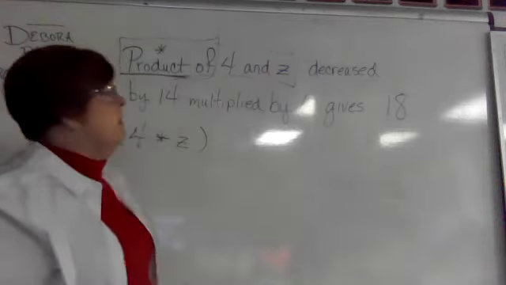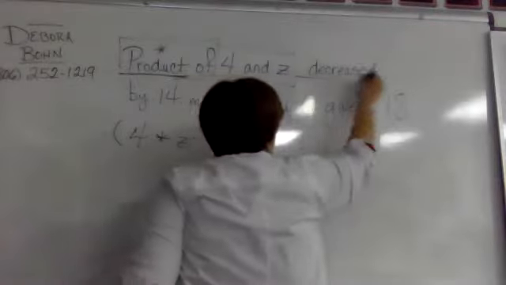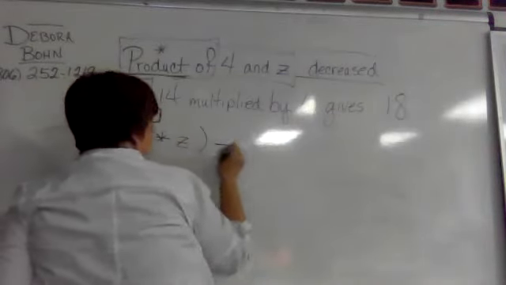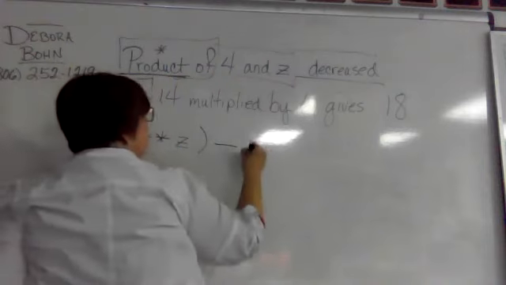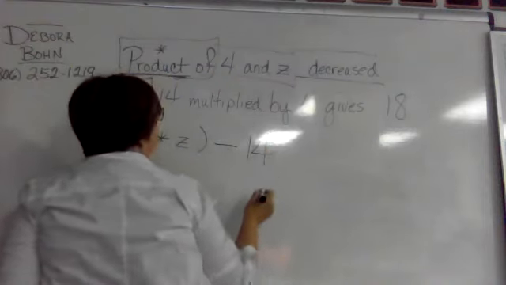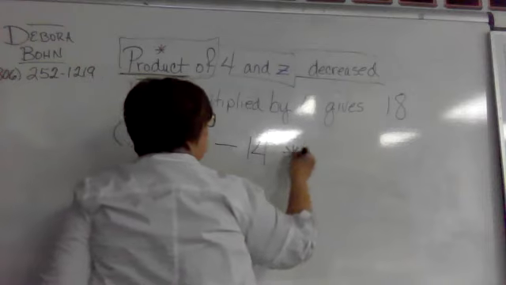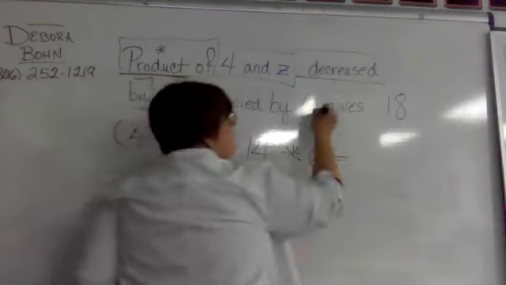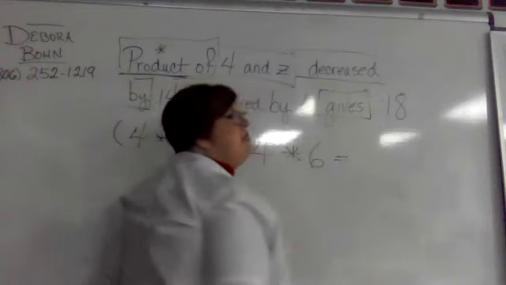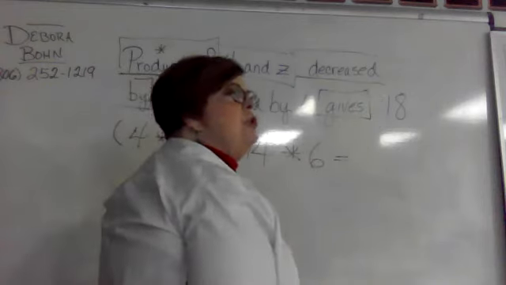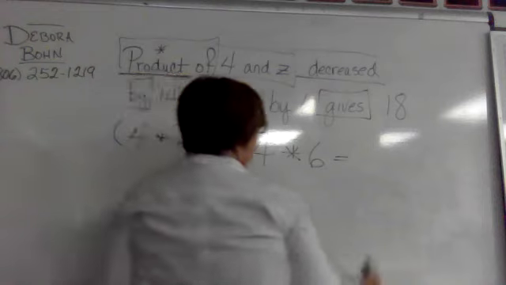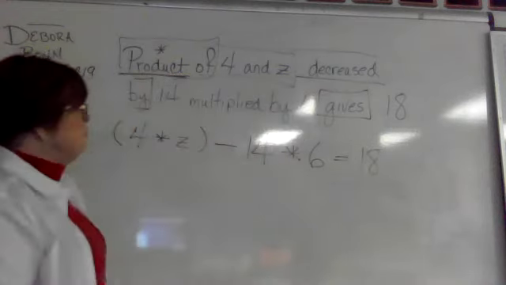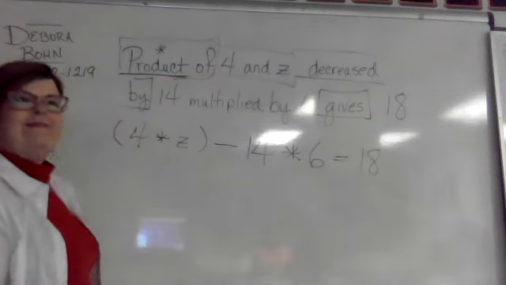Now it says decreased by. What does decreased mean? Subtract. Okay, decreased by 14 multiplied by 6. Gives is going to be the same as equal or equivalent to or any of those. Aren't you glad right now you're not solving it?